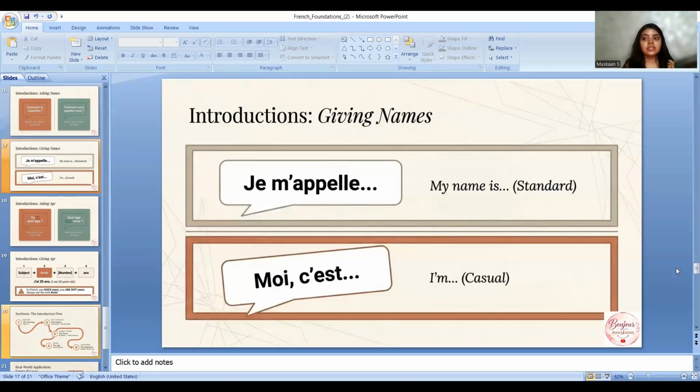Now, how to answer this question? There are two ways as well. The first is the standard way, and you can use it in both formal and informal situations. The second one is the casual way, a short form. First is "Je m'appelle," which means my name is. If someone says "Comment tu t'appelles" or "Comment vous appelez-vous," you will say "Je m'appelle" and then your name. And second is "Moi, c'est." It is the casual way.